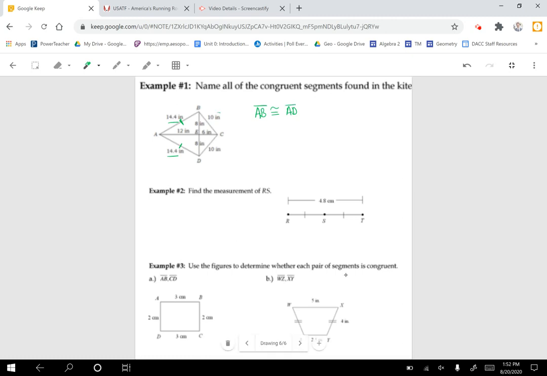Another example, got 2 10s here. So 10 is not the same as 14. So actually for these two, I'm going to put 2 dashes. And that's going to say, hey, both of these have 2 dashes. They are the same length, but they're not 14. Okay, so an example for that is BC is congruent to DC.